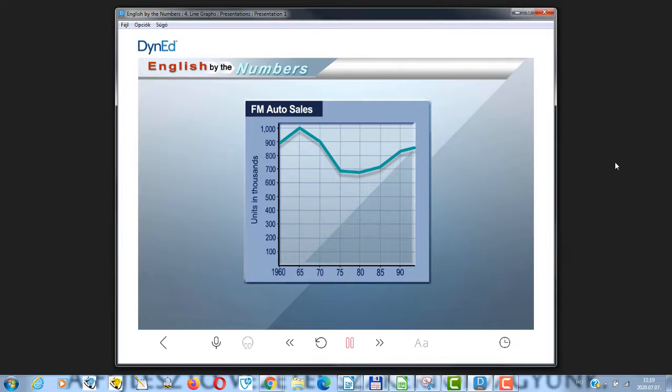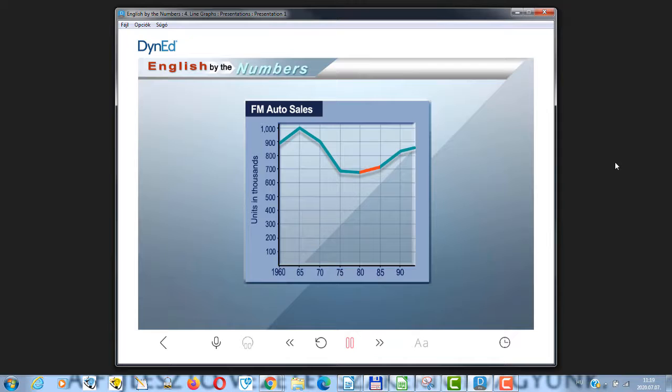In 1960, sales were about 900,000 units. They rose to around 1 million in '65, and then they began a long decline. In the 15-year period from '65 to '80, sales dropped about 30% to around 700,000 units.